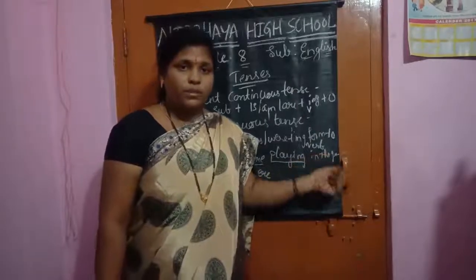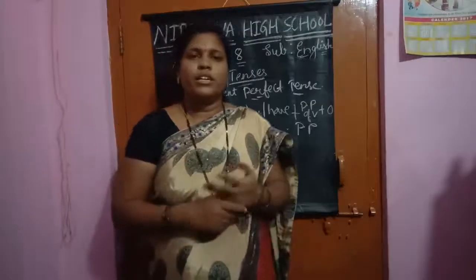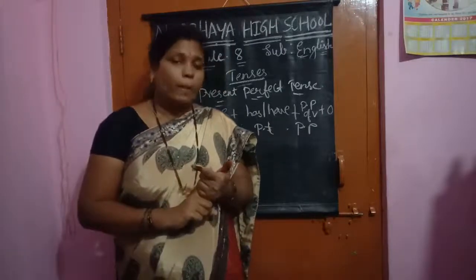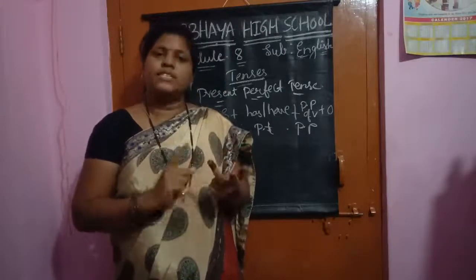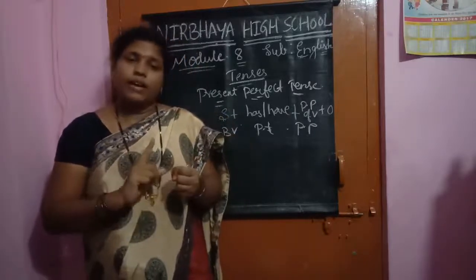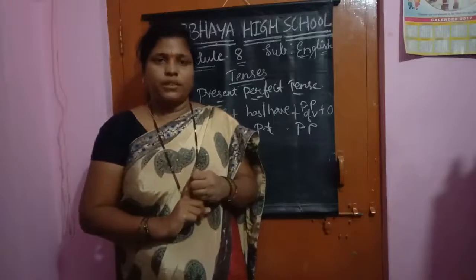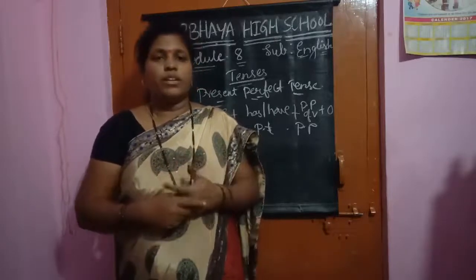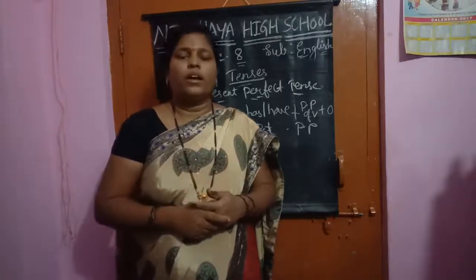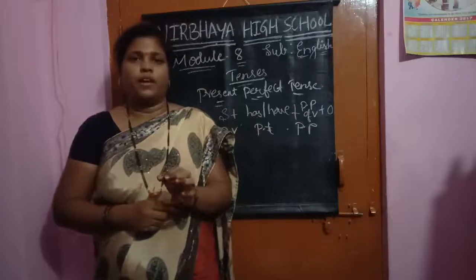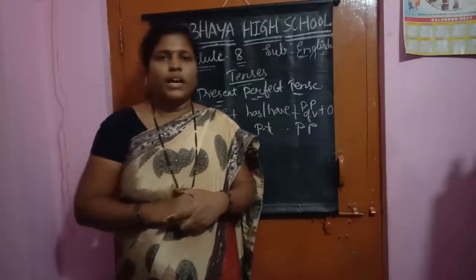Understood, children? What have we learned, children? Simple present tense, simple past tense, simple future tense, and present continuous and past continuous. Yes, children, these five we have learned today. Okay, children, now the remaining topic we will learn tomorrow. Everyone read that from your workbook and understand it. Okay, children? Everyone will do that? Do it.